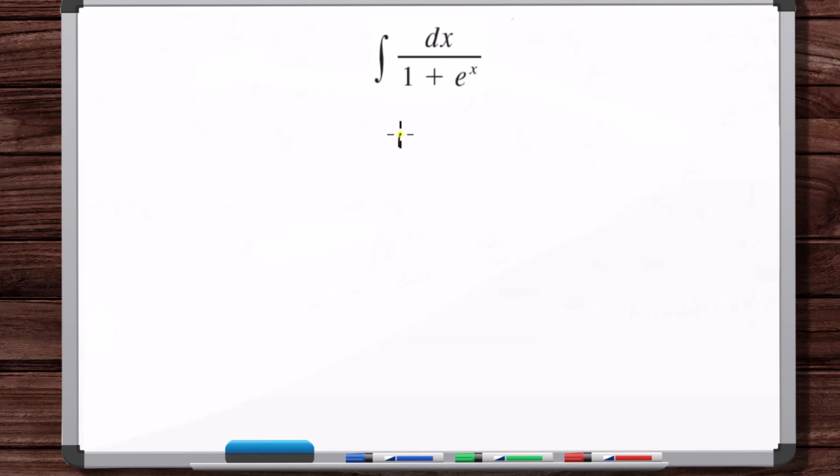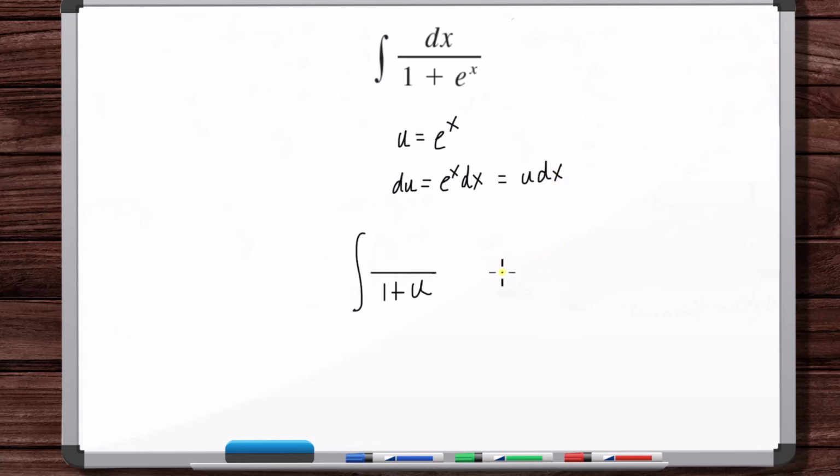Okay, so I don't know what else we could substitute for. u is equal to e to the x. du is equal to e to the x dx. So 1 plus u, and then dx is, well, e to the x is u, so this is u dx.